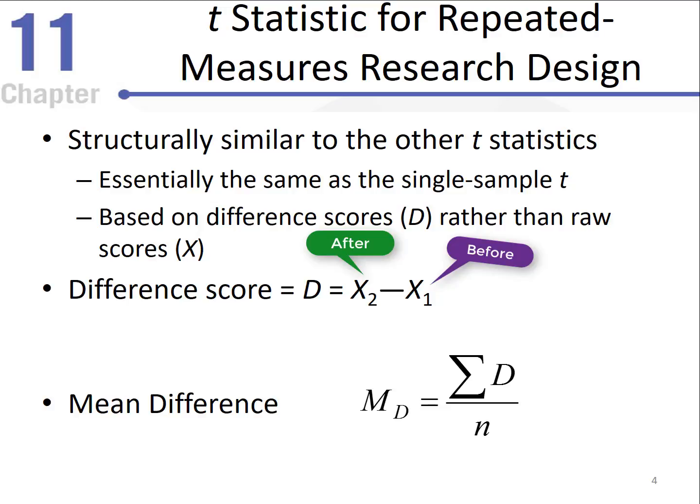So here, instead of looking at the differences between sample 1 and sample 2, we now look at the differences in scores between the sample before something was done to them and then after. That difference in scores will tell us the mean difference for the two samples.